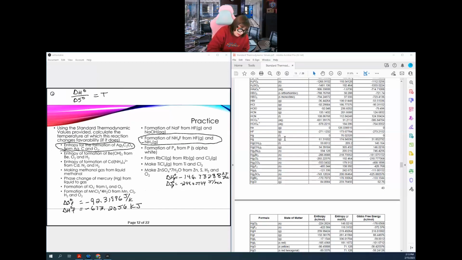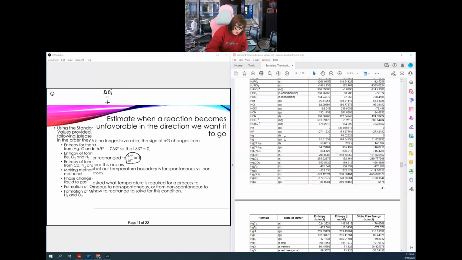Okay. So if I do that, I take that negative 673.2056, and remember that's kilojoules. And we divide that by, and negative, hold on, sorry, I just want to check my units.